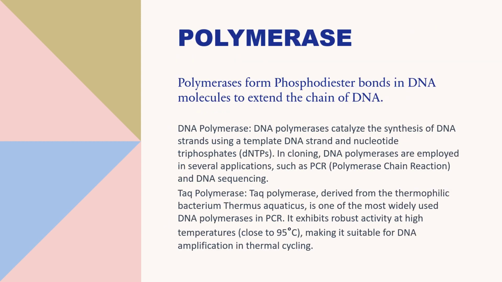Polymerases form phosphodiester bonds in DNA molecules to extend the chain of DNA. DNA polymerase catalyzes the synthesis of DNA strands using a template DNA strand and nucleotide triphosphates. In cloning, DNA polymerases are employed in several applications such as PCR and DNA sequencing. Taq polymerase, derived from the thermophilic bacterium Thermus aquaticus, is one of the most widely used DNA polymerases in PCR. It exhibits robust activity at high temperatures, making it suitable for DNA amplification in thermal cycling.